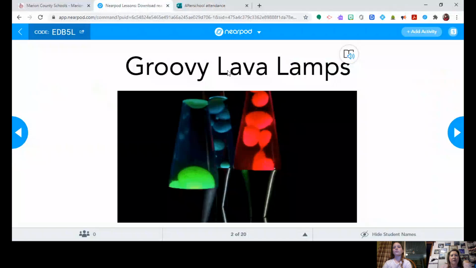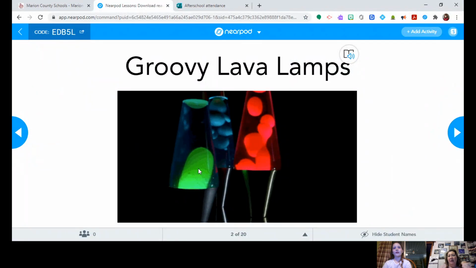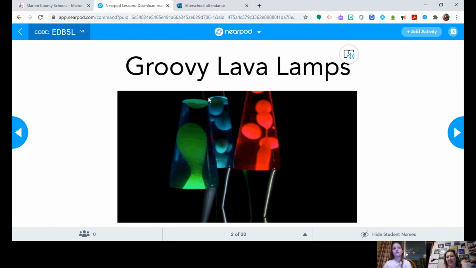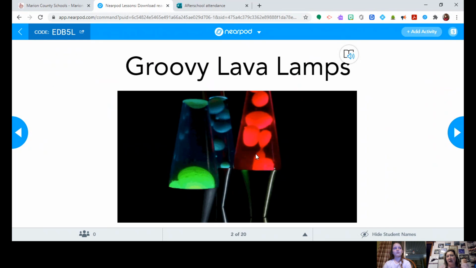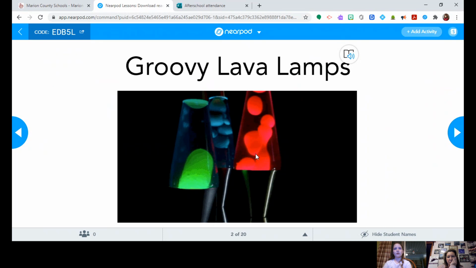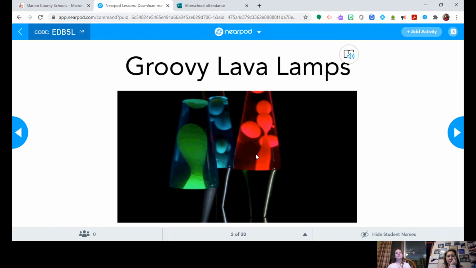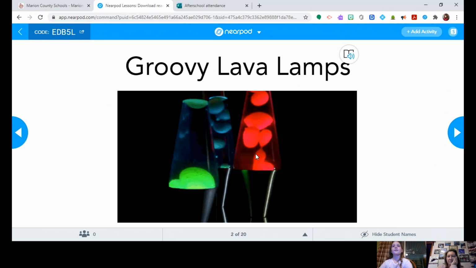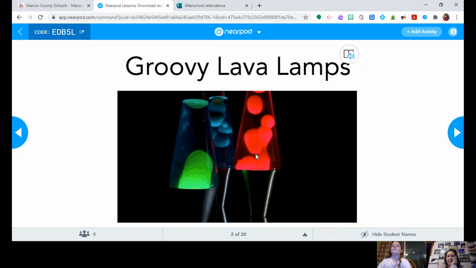All right. So here I have my little lava lamp. Do you see my lava lamp? Okay. Now, what do you think's causing these bubbles to rise up? Like air or something? Okay, so it could be air. Do you have any other ideas?